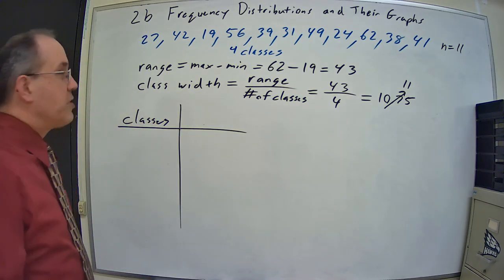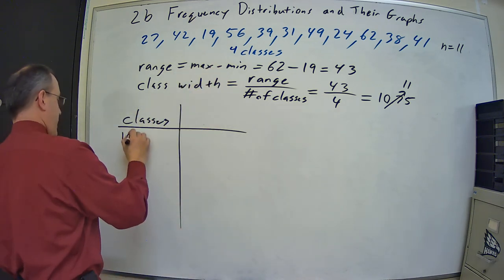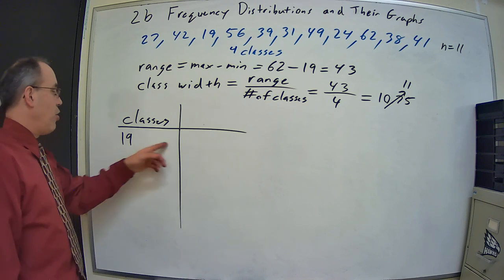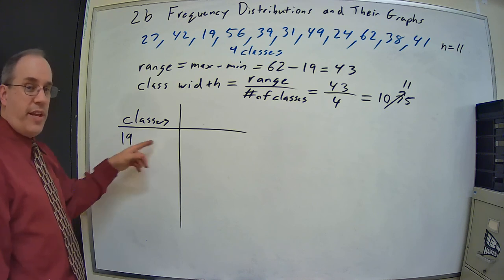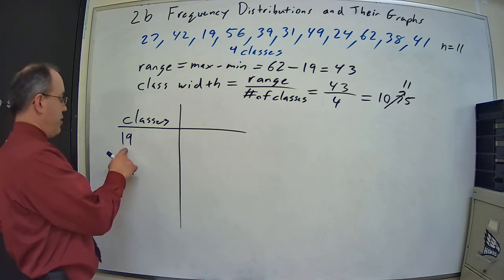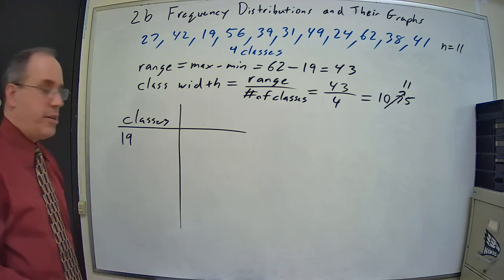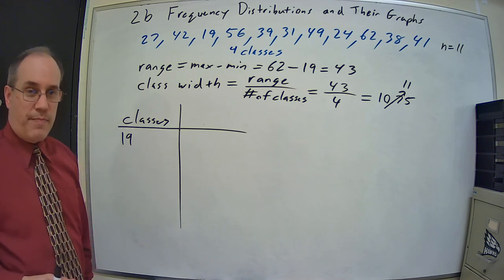When building our classes, we always start with a minimum value. In this case, that was 19. That's the lower end of the first class. The lower value of any class is called the lower class limit. So this 19 is the lower class limit. The upper value is the upper class limit.